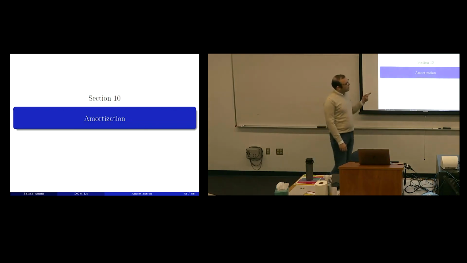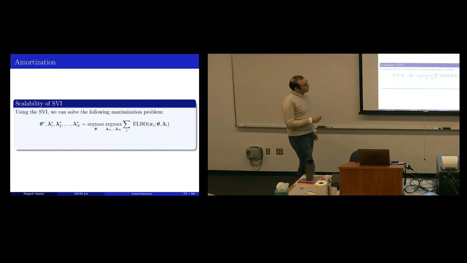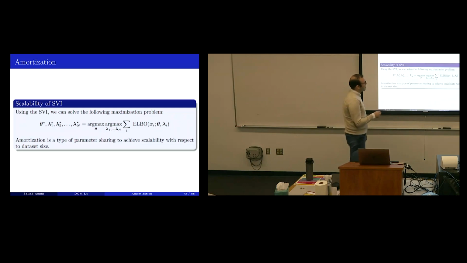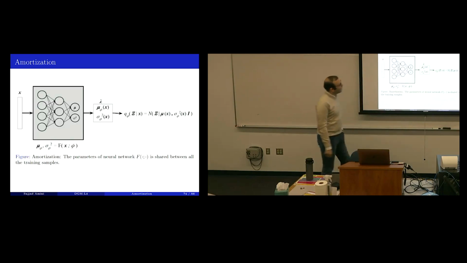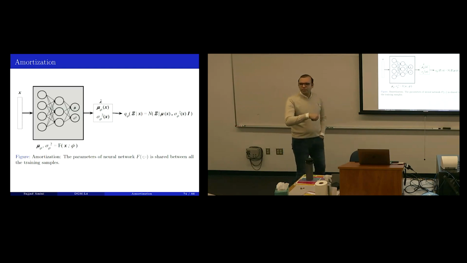The solution is a technique called amortization, and we will talk about it now. We know that using SVI, stochastic variational inference, I can learn a model using the ELBO. But amortization is a technique so that the number of these lambdas will not increase if the N value is increased. But how? In the previous session, we saw that each data point has its own lambda parameters.